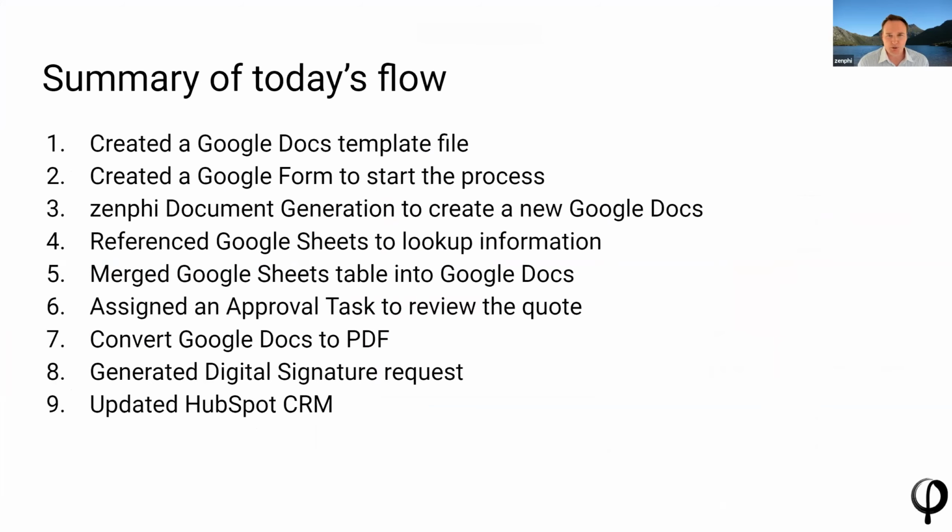We used a Google form to start the process and collect all the information that we needed from the sales reps. We used Zenfi's document generation to create that new file in Google Docs. We used Sheets to both do some calculations for us, getting that quote number, as well as looking up the price information, merging the Google Sheets data back into that document that we created, and that was our products table in our quote.